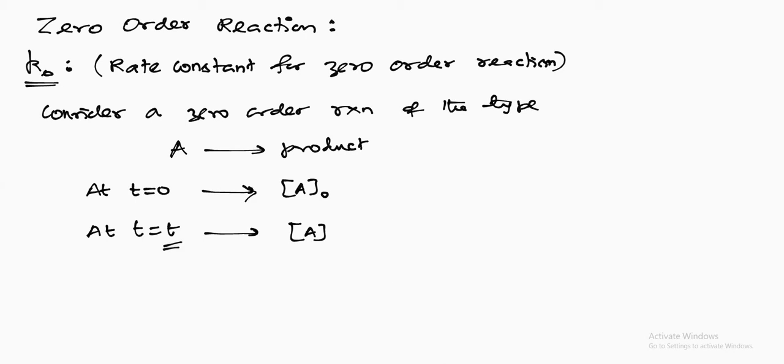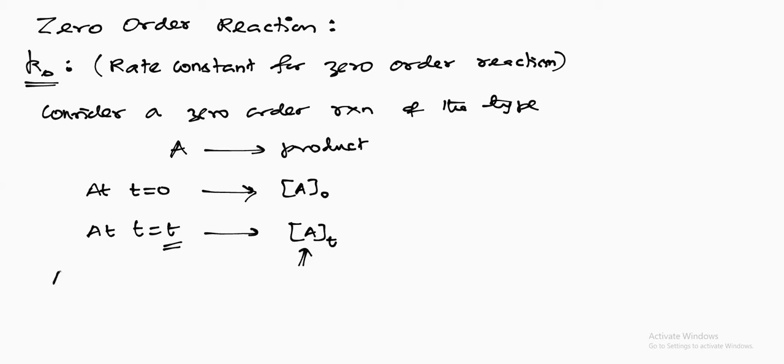So now at time t, we have some concentration of A, that I represent as simply A. A is the concentration of reactant A at the time t. If you want, you can also put t here, nothing wrong in it, which is concentration of A remaining at time t. Okay, now what is the expression for rate constant of this reaction?